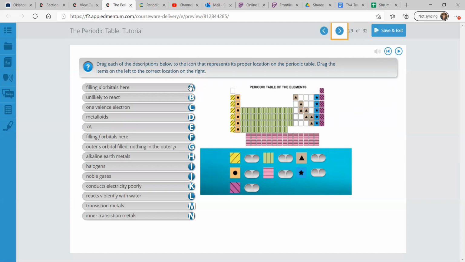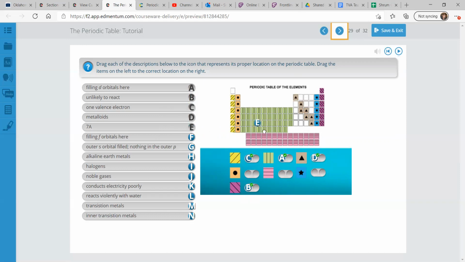So filling d orbitals here, that fills up the green section. Group 1 has 1 valence electron, unlikely to react. Those will go in the noble gases. They're not likely to react. Metalloids, the triangles show where the metalloids are. So they're like between the metals and between the non-metals.